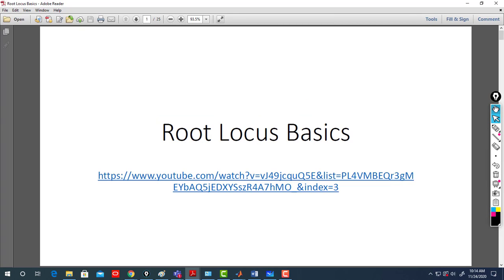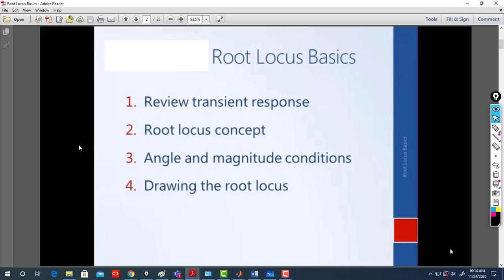Starting root locus basics. As always, most of my slides, some of them are taken from Prof. Richard Hill, and you have his YouTube channel, so you can go and explore it. So I'm taking some slides from his YouTube. Root locus basics.